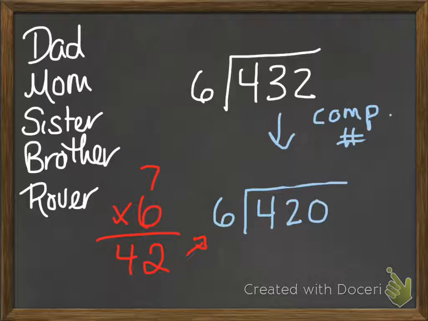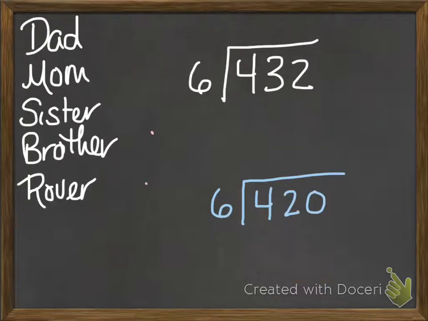Here's how. I'm going to do Dad divides first. So I can't divide 4 divided by 6, but I can divide 42. And Mom multiplies. I know that 7 times 6 is 42. So there I've multiplied. Sister subtracts, so I'm going to subtract 42 minus 42. Brother brings down, bring down my 0. And then Rover repeats. I start all over again. 0 divided by 6 is nothing. Okay, so my answer is going to be close to 70.